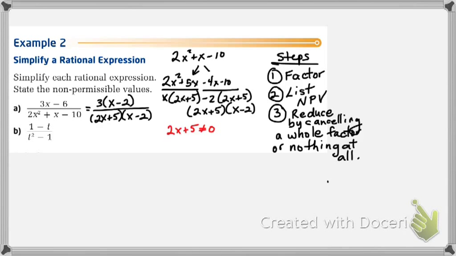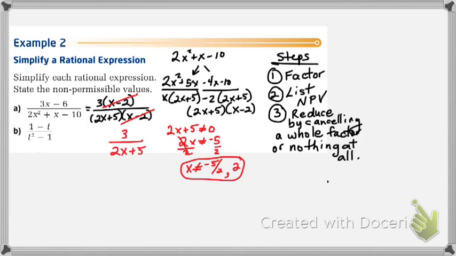If we subtract 5 from both sides, you're going to get 2x cannot equal negative 5. And dividing both sides by 2, x cannot equal negative 5 over 2. Our other non-permissible value is going to be 2. Next part, cancel the x minus 2's, and we're left with our final answer of 3 over 2x plus 5.